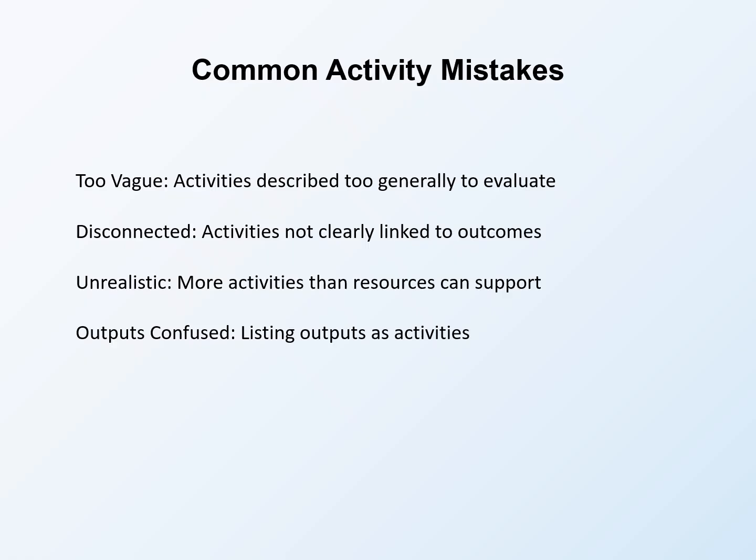Unrealistic activity lists include more than resources can support. A limited budget and small staff cannot implement a dozen major activities. Scope activities to match resources. Outputs confused as activities mistake counting for doing. Serve 200 clients is an output, not an activity. What will you do with those clients? The activity is the service provided, not the numbers served.